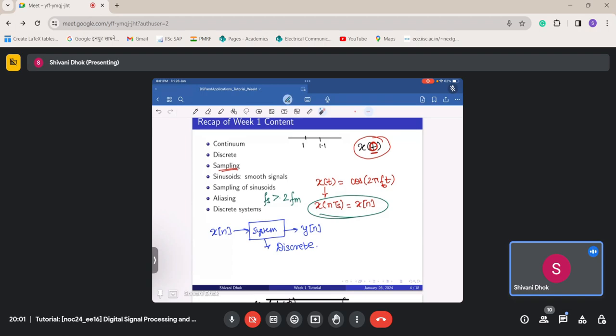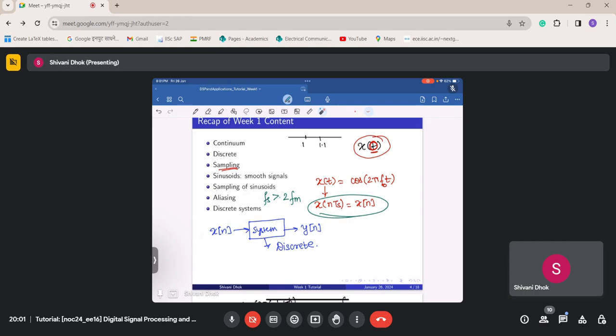Ma'am, whenever the x of n becomes the input, the result is y of n, and the y of n is a discrete signal. So the x of n should not be discrete, right? It should be the continuous signal, I guess. I am not showing that it is a sampling system. This is the representation of a discrete system where input is a discrete signal, output is a discrete signal. If that is the case, then the system is known as a discrete system. So the discrete system converts one discrete signal to another discrete signal, right? Yes, correct. Okay, ma'am. Thank you.